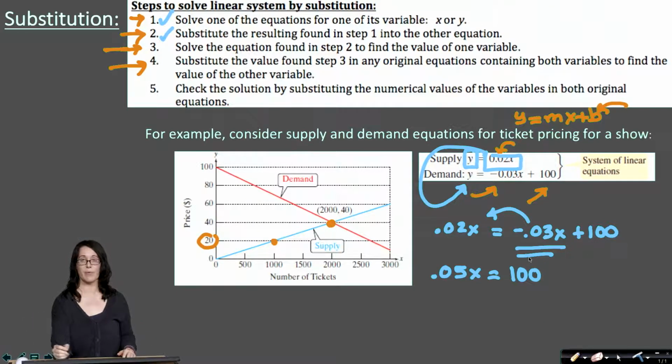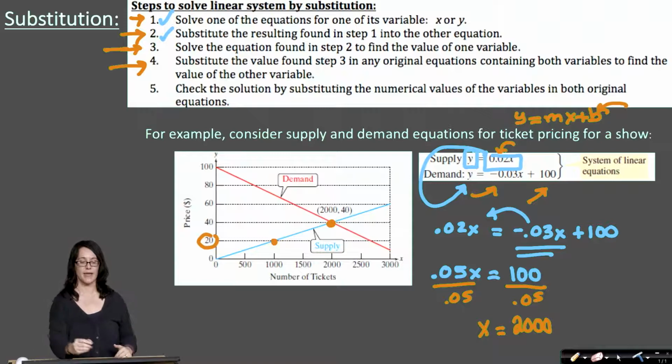We would simply divide by whatever's touching x, right? And if you divide 100 by 0.05, what do you get? You get 2,000, right? So in this case, we get our answer of 2,000, where 2,000 is our x. Now, what did x represent? What was the x-axis? x was the number of tickets, right? So we now know that when there is a demand and a supply of exactly 2,000 tickets, that's when we will be at our equilibrium point, okay?